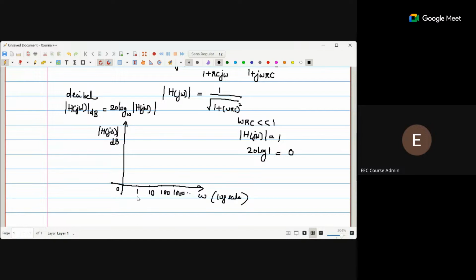So maybe till ω equal to 10 it happens, then we can draw something like this: till 10 it is 0 dB. And after that, what happens if ωRC is very much greater than 1?